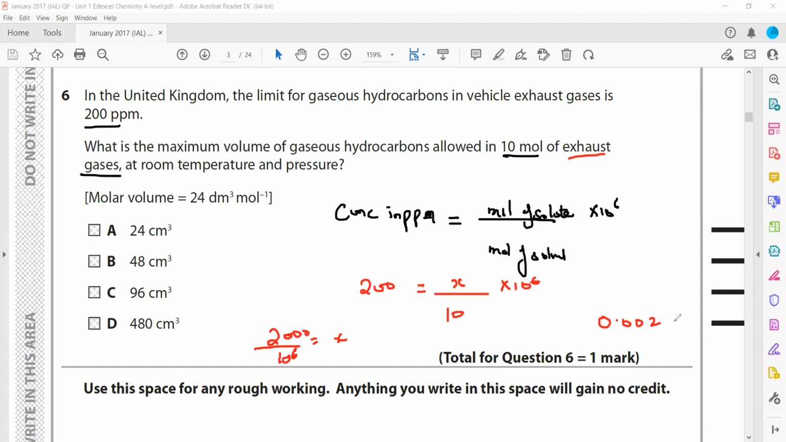And then these are the moles, but in the question we need the volume. So the volume is equal to moles multiplied by 24. So moles were 0.002 times 24, which is equal to 0.048. And this is in decimeter cube, when we multiply by 1000, it will be 48 centimeter cube. Is this question clear? That is how we work out the volume of hydrocarbons given off.